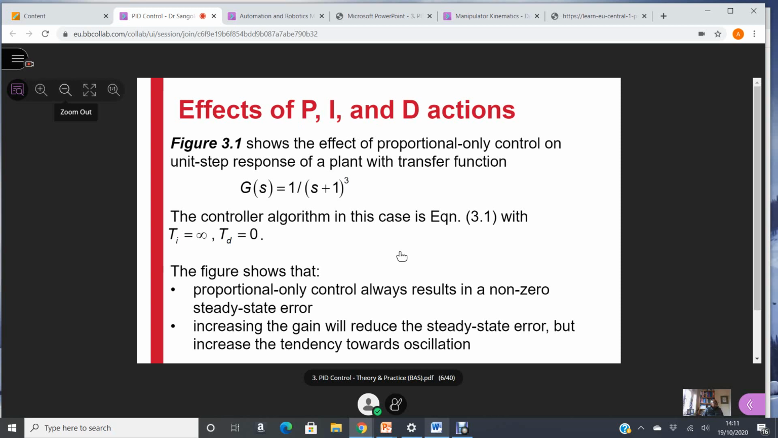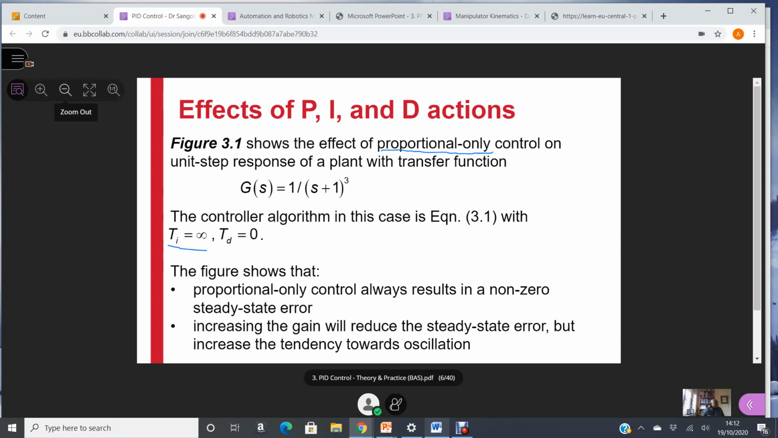To start with, we're just going to look at proportional only control. So in this case, it's only Kp that is not 0. The other two parameters of the controller are 0. Ki is 0, Kd is 0, but remember that Ki is the inverse of Ti. So when Ki is 0, that means that Ti, the integral time, is infinite. And Kd and Td are directly proportional, so when Kd is 0, Td is also 0. So we're looking at proportional only control, which means Ti infinite, which means Ki equals 0, and Td is equal to Kd equal to 0.